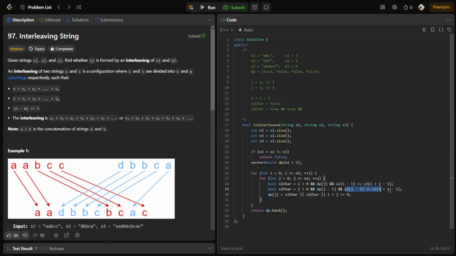And for the last one, j is 1, 0, which in turn gives us d. i plus j is 2, 2 minus 1 is 1, so this will give us b. Since they are not the same, this is false, which means all of this is false, right? dp[i][j] is still false.